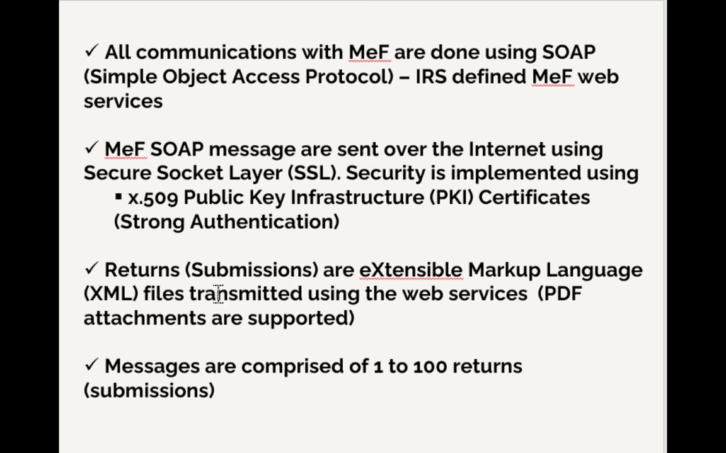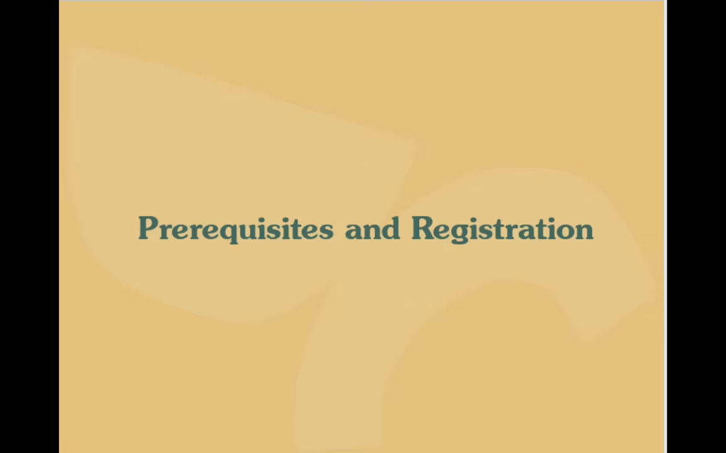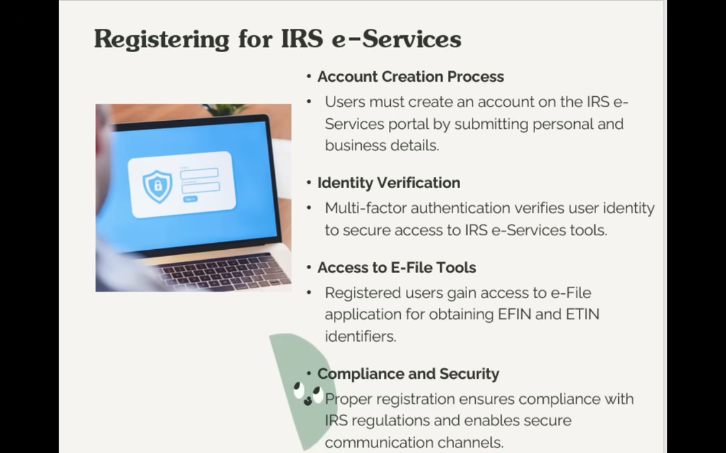Like in one message, there could be 100 tax returns or 100 submissions. Let's look at the pre-tax and registration process. The account creation, basically you need to get verified. Identity verification is required. Compliance and security issues are there. So at the end, you will get the EFIN and the ETIN numbers if the application has been successfully approved.